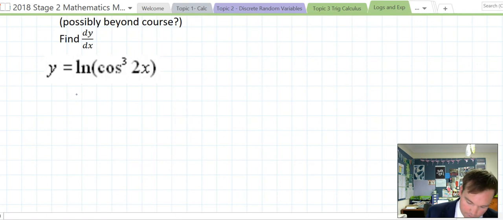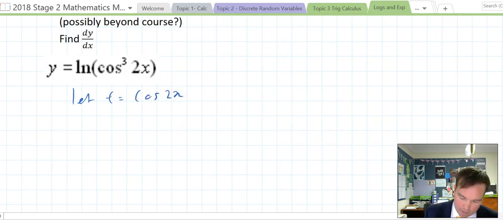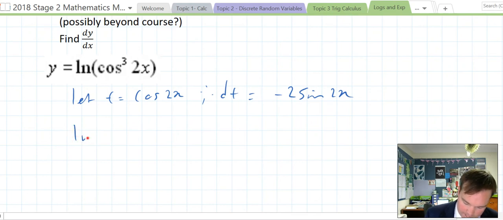So I would, first of all, recognize that you can let t equal cos of 2x. And whenever you let t equal something, it's probably worth finding dt as well. Therefore, dt is equal to minus 2 sine of 2x. So the derivative of cos is minus sine, and that throws out the derivative of the inner, which is sort of the second inner chain rule. And then what we have is ln of t cubed.